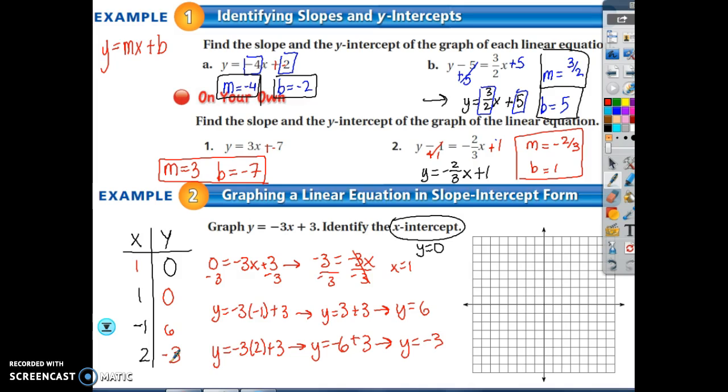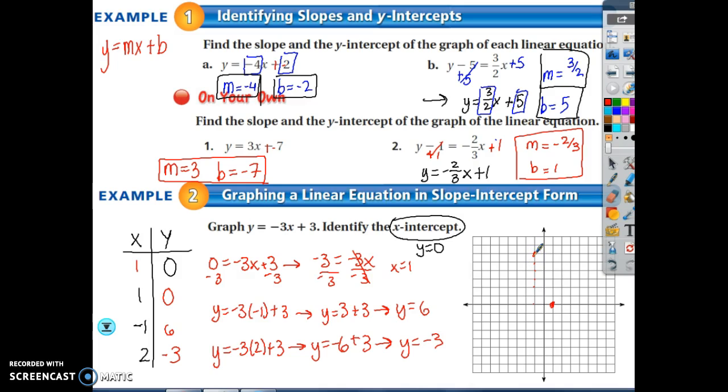I have a few points, so I'm going to go ahead and go over to my graph and plot these points on my coordinate plane. I have 1 for x, 0 for y. That's on the x-axis, so that's my x-intercept. My next point is negative 1 for x and 6 for y, so I go left to negative 1 and then up 6. So 1, 2, 3, 4, 5, 6 would be here.